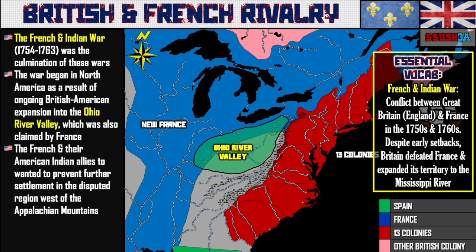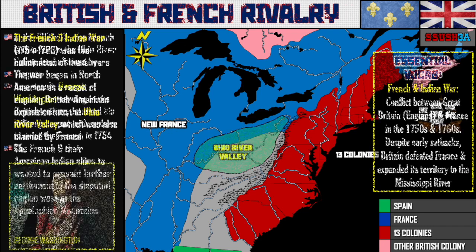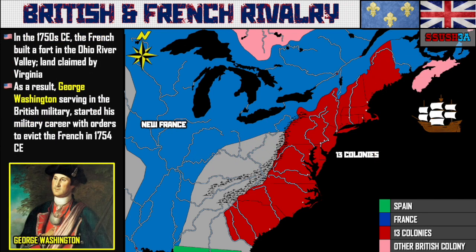The French and their American Indian allies wanted to prevent further settlement in the disputed region west of the Appalachian Mountains. In the 1750s, the French built a fort in the Ohio River Valley, which was also claimed by Virginia. As a result, George Washington, serving in the British military, started his military campaign with orders to evict the French in 1754. What ended up happening is a series of battles that resulted in the defeat of Washington and his army.